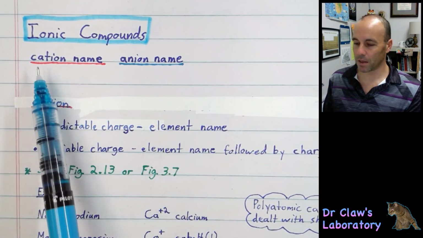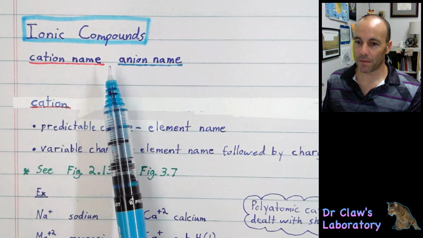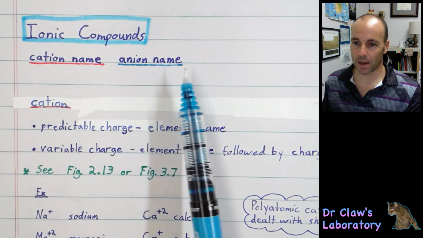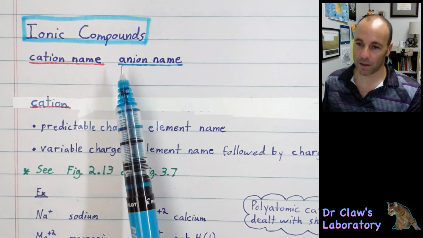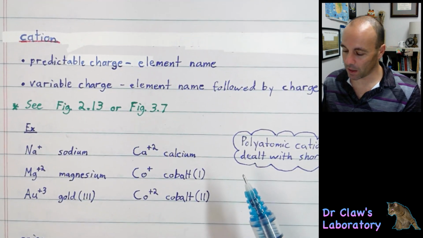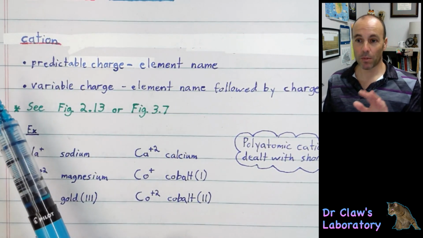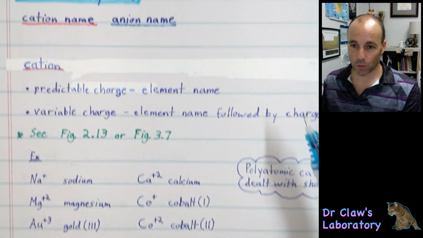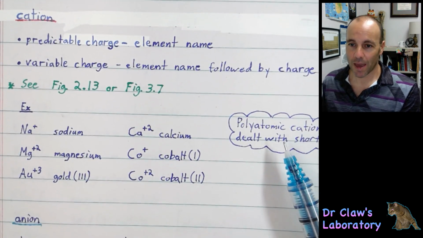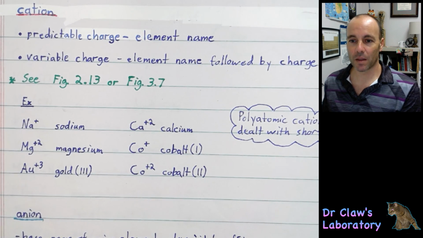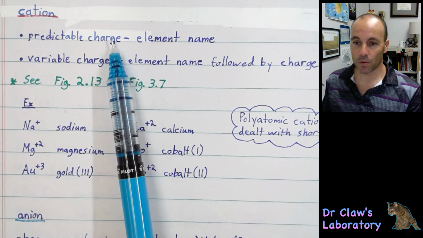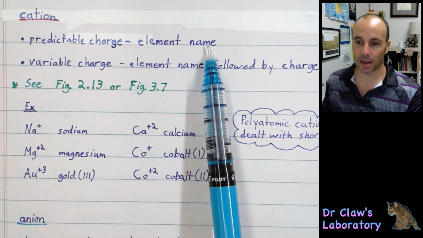Ionic compounds are named by naming the cation first, the plus charged ion, and then the anion second. So that's how you name an ionic compound. You have to know the name of the cation, and then you have to know the name of the anion. And it's the cation name, anion name. Now, the cations, you remember we're typically talking about metals. So when we say cation, anion, this is usually metal, non-metal. So the cations, many of the metals form predictable charges. And for those cations, the name of the cation is simply the element name.